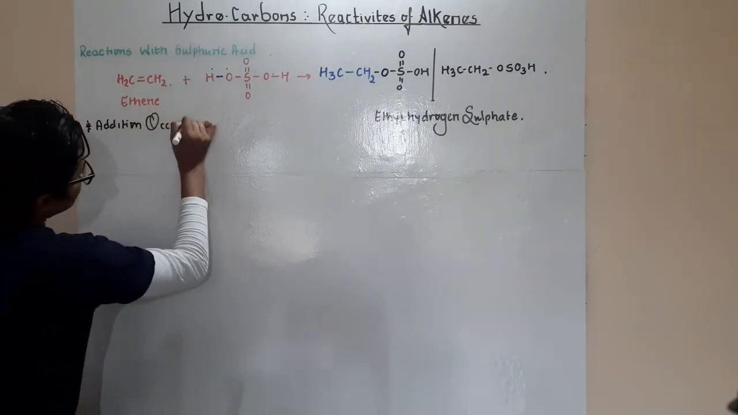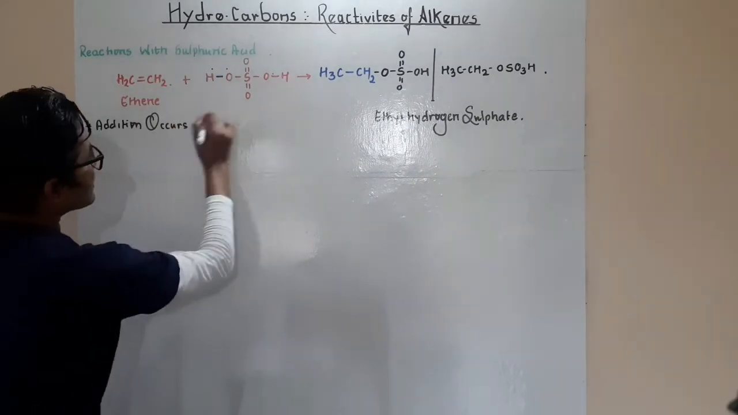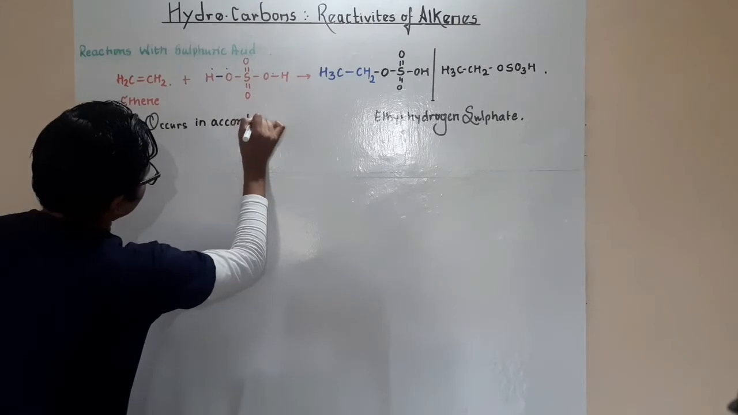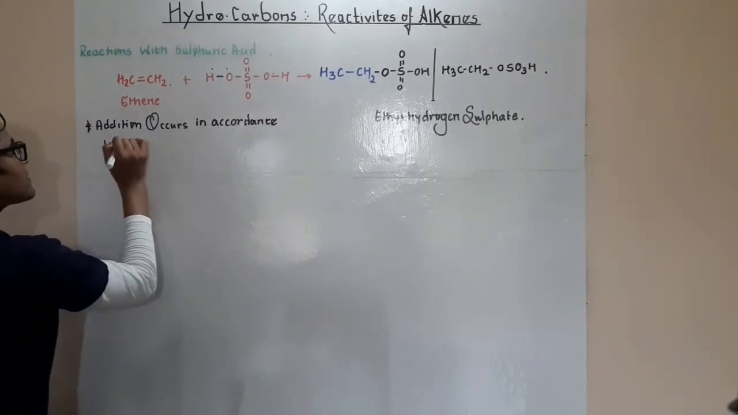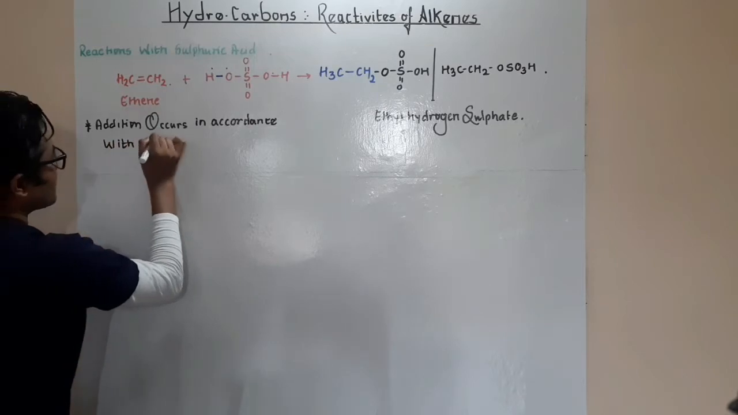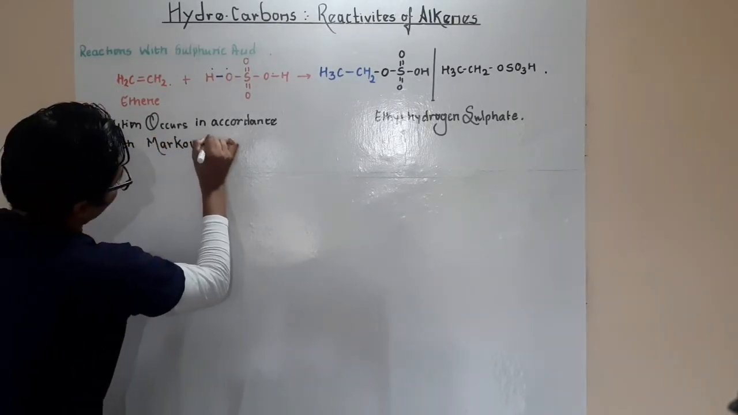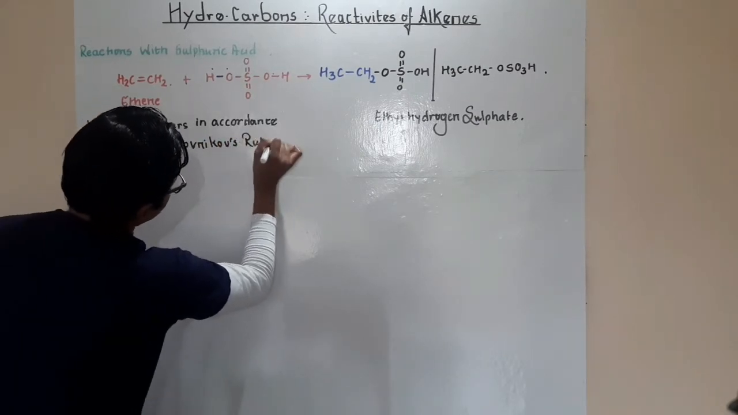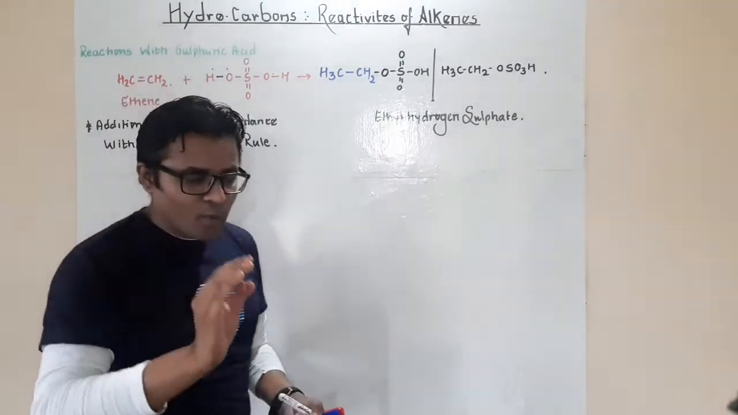So remember, the addition occurs, if it is an unsymmetrical alkene, in accordance with Markovnikov's rule. Right? So this is the first thing that we need to know. Now, let's go one step ahead.